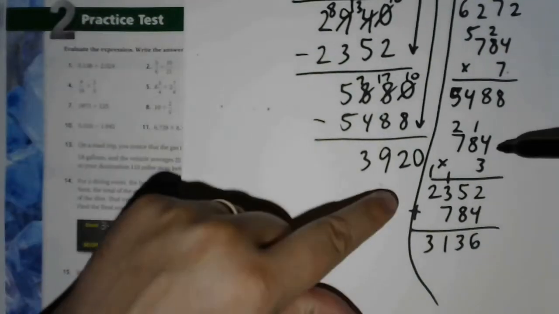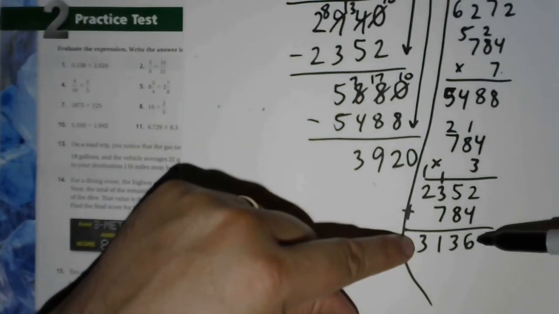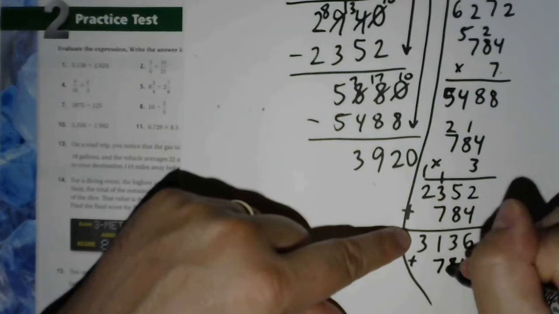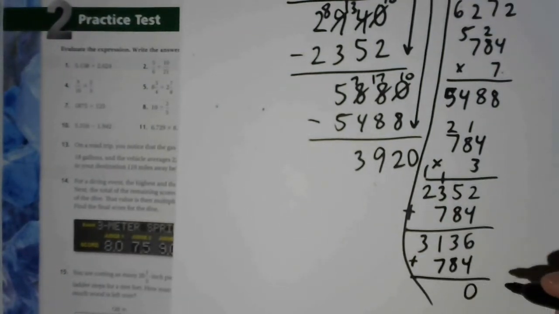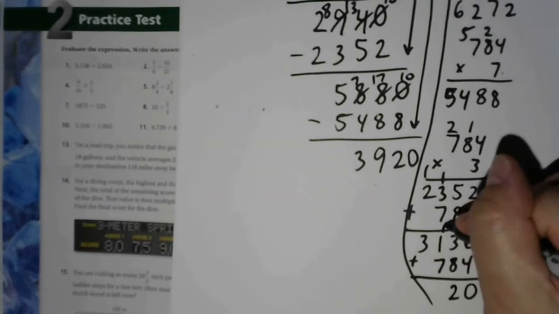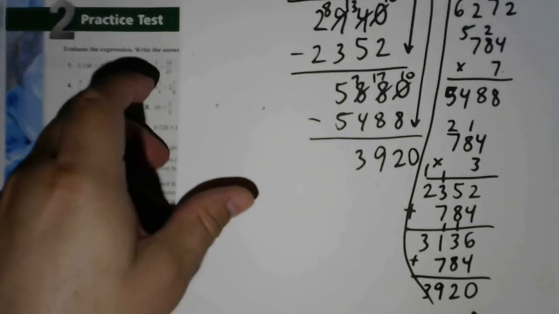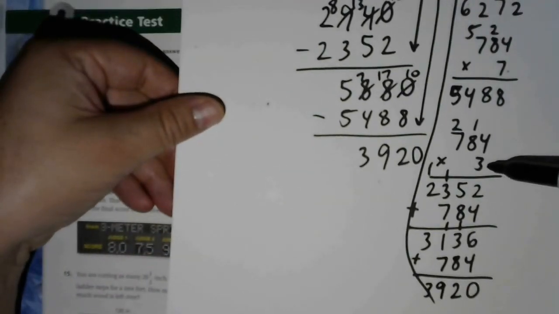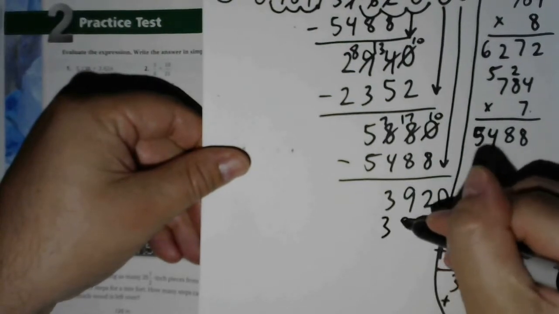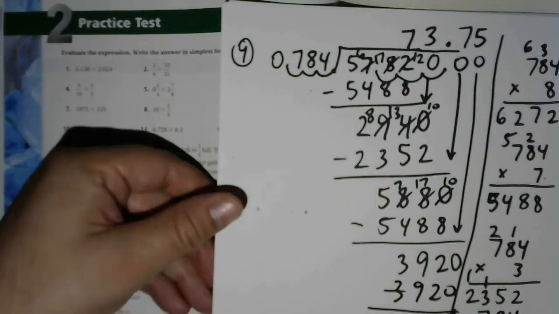Last time, remember, I multiplied 784 times 3, added on another one, so 784 times 4 is this. Let's try 784 times 5, or in other words, I'm going to add on another 784 here. So 6 plus 4 is 10. 8 plus 1 is 9, plus 3 is 12. I think you might know where this is going. 7 plus 1 is 8, plus 1 is 9. And then 3. I get 3920. So that was 784 times 3, 4, and 5. So I'm going to put my 5 up top. 5 times 784 is 3920. I'll subtract, and I get my remainder of 0. So my answer is 73 and 75 hundredths.